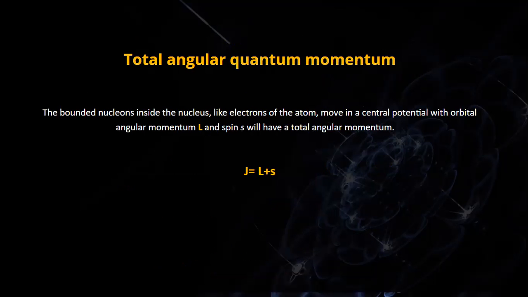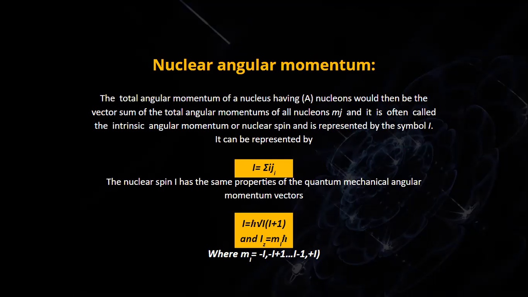Total angular momentum is just the sum of orbital angular momentum and spin angular momentum, represented by J equal to L plus S. Nuclear angular momentum of the nucleus is then the vector sum of the total angular momentum of the nucleons and their intrinsic angular momentum, or spin.